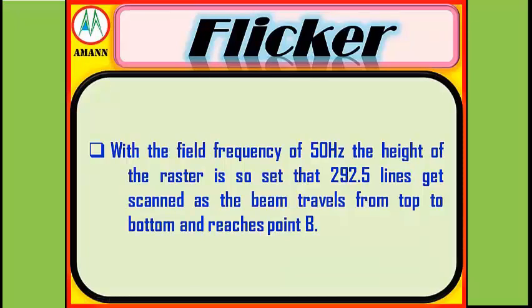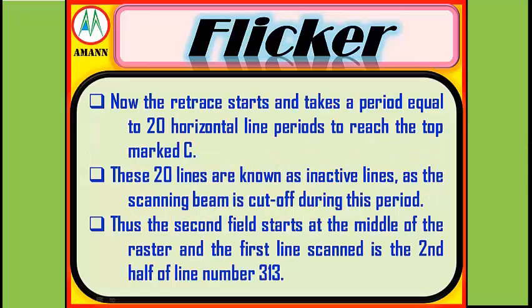With the field frequency of 50 Hz, the height of the raster is so set that 292.5 lines get scanned as the beam travels from top to bottom and reaches point B. Now the retrace starts and takes a period equal to 20 horizontal line periods to reach the top mark C. These 20 lines are known as inactive lines as the scanning beam is cut off during this period. Thus, the second field starts at the middle of the raster and the first line scanned is the second half of line number 313 or 330.